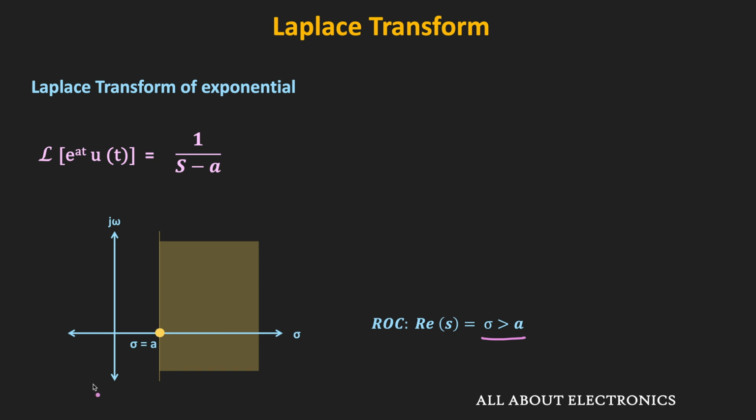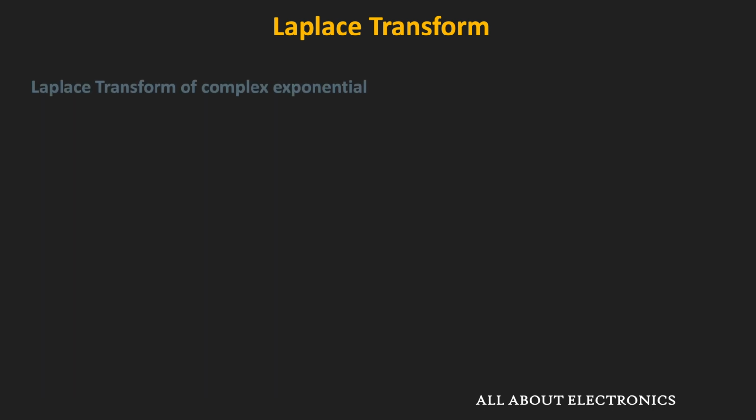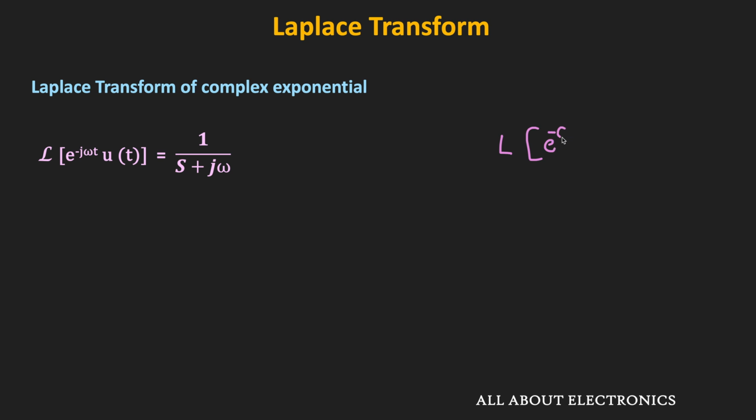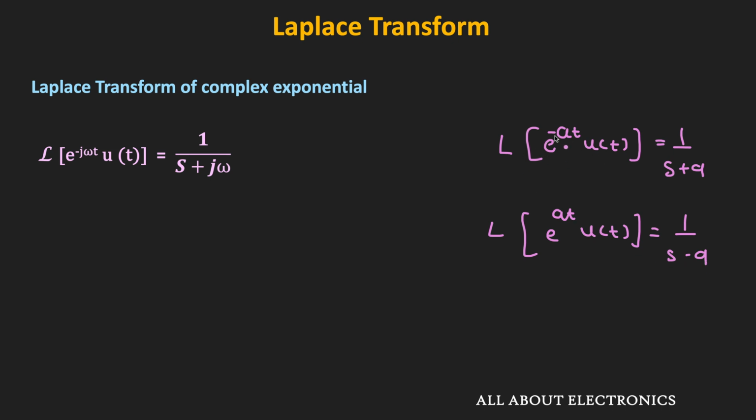So similarly, we can also find the Laplace transform of the complex exponentials. So we have seen that the Laplace transform of the function e to the power minus at times u of t is equal to 1 divided by s plus a. And likewise, the Laplace transform of the function e to the power at times u of t is equal to 1 divided by s minus a. So in the exponential, if we have a minus a, then in the Laplace transform we will have a plus a.